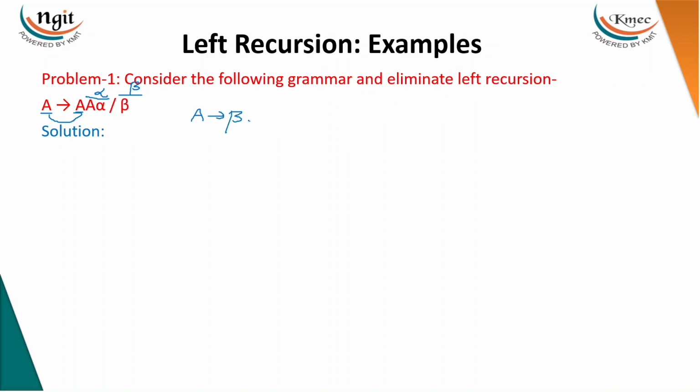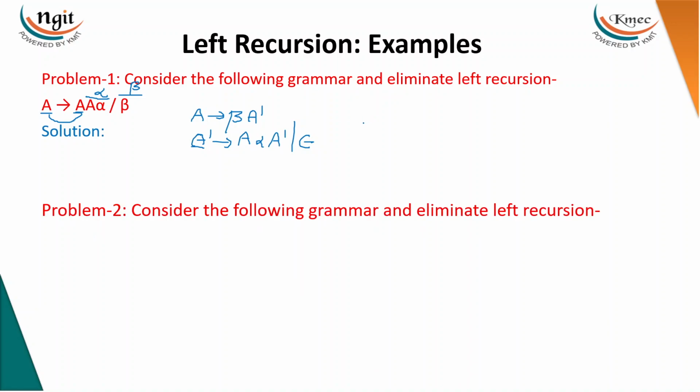Beta only, and A dash. And A dash tends to, what is alpha here? A alpha is the new alpha here. A alpha, A dash, or epsilon. That's it. See, we don't have any left recursion because this is A dash, this is A, right? So don't get confused with this, right?